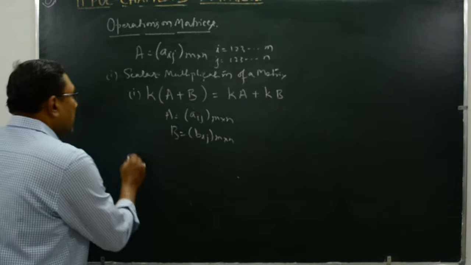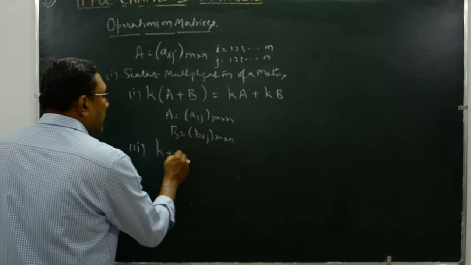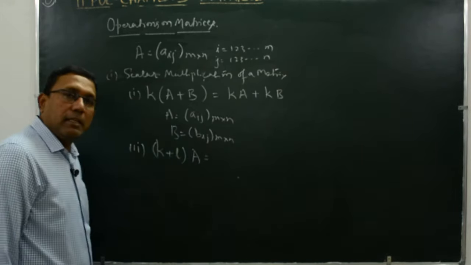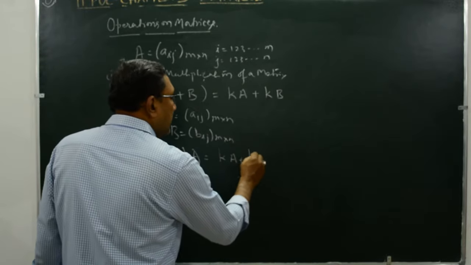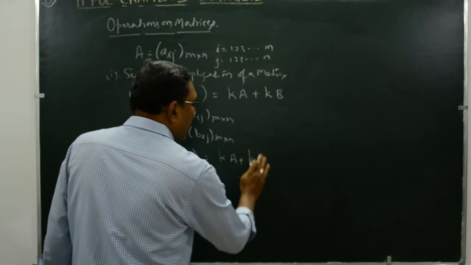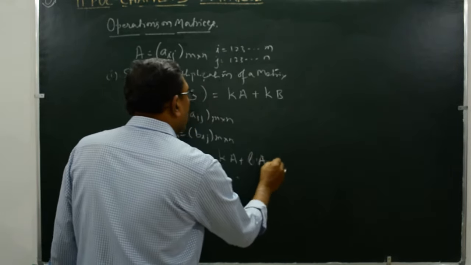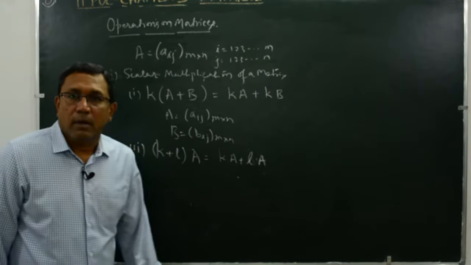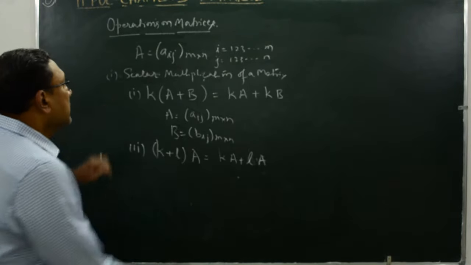Similarly, if you consider two scalar quantities k plus l multiplied by a matrix A, then what will be the resultant? It will be kA plus lA. So this is also the second property of multiplication of a matrix by a scalar quantity.